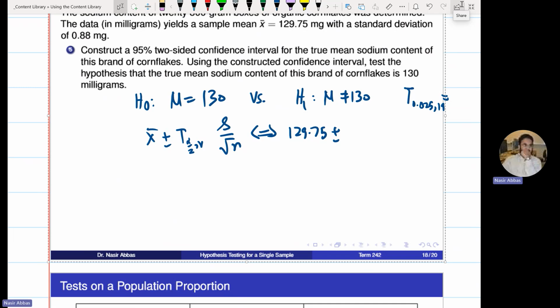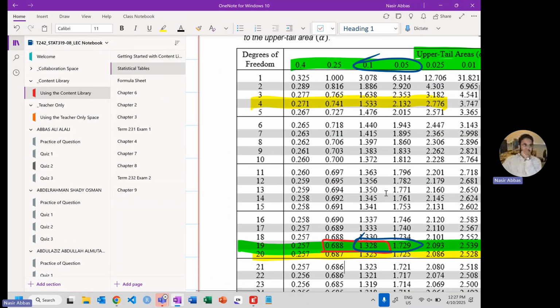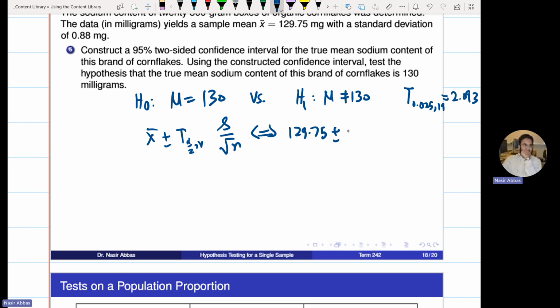Because alpha is not mentioned, I assumed it 5%, and because it's a two-sided hypothesis, I divided it by 2. So T 0.025 with 19 degrees of freedom. Can you see it on the screen? What is it? 2.093. So from the table, I got this one, 2.093. I will plug it in the calculator. S is 0.88 over square root of n, which is 20.